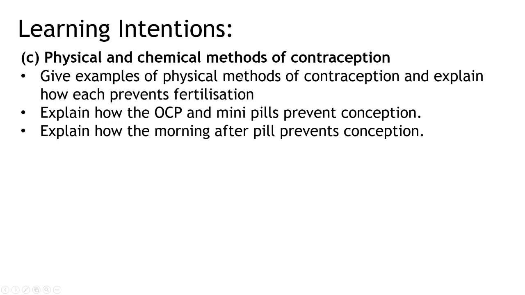So we've described the methods of physical contraception, we've described the barrier, sterilization, and intrauterine device. We've talked about the oral contraceptive pill, mimicking the natural negative feedback response of the female, and the mini pill using a progesterone-only mechanism to thicken the cervical mucus. We've also talked about, in extremis, we can use the morning after pill, which prevents conception by delaying or preventing ovulation. Hopefully that makes sense.